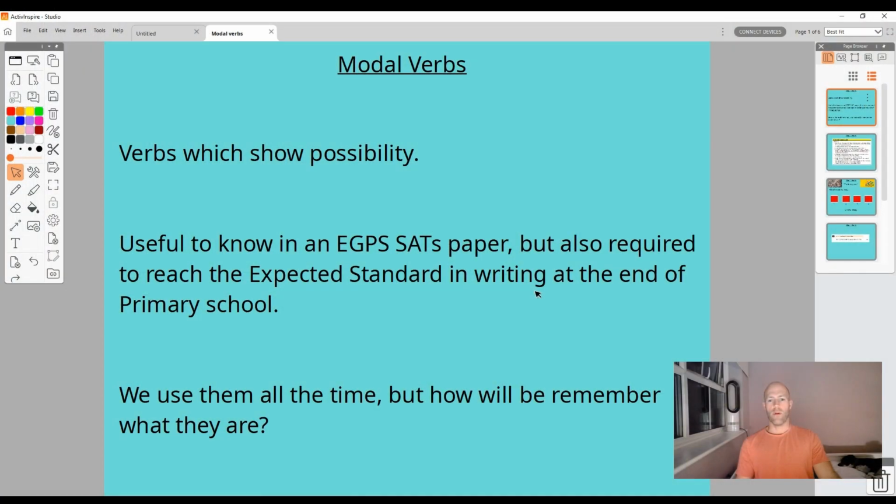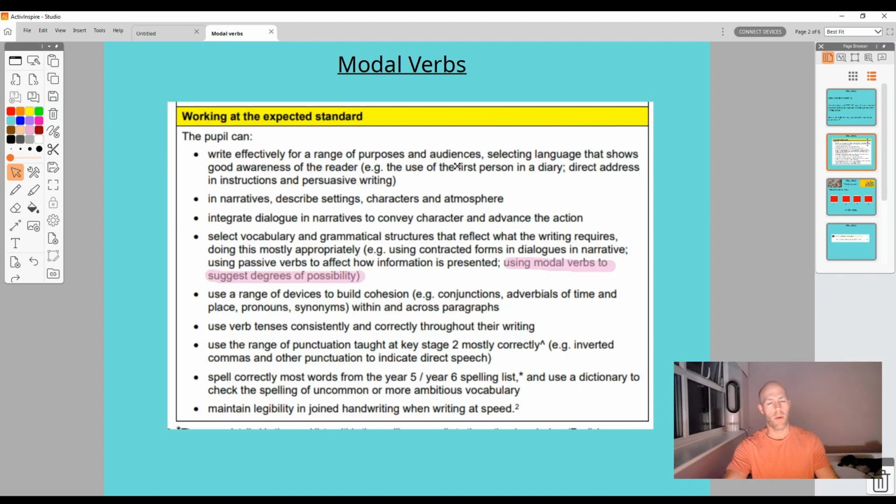We need to be able to identify them for a grammar paper, so a SATs EGPS paper, as they're called in the UK. But also you need to use them in your writing as well. I'll show you a list in a second that proves that, but it's an important skill to just grasp. It's not the most complicated thing, but I am going to give you a way that hopefully helps you to remember what a modal verb is every single time. It's about the lottery. You possibly will love it.